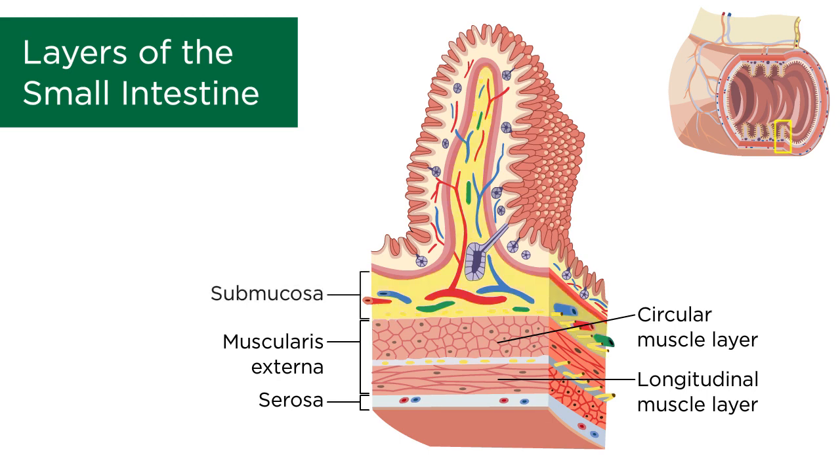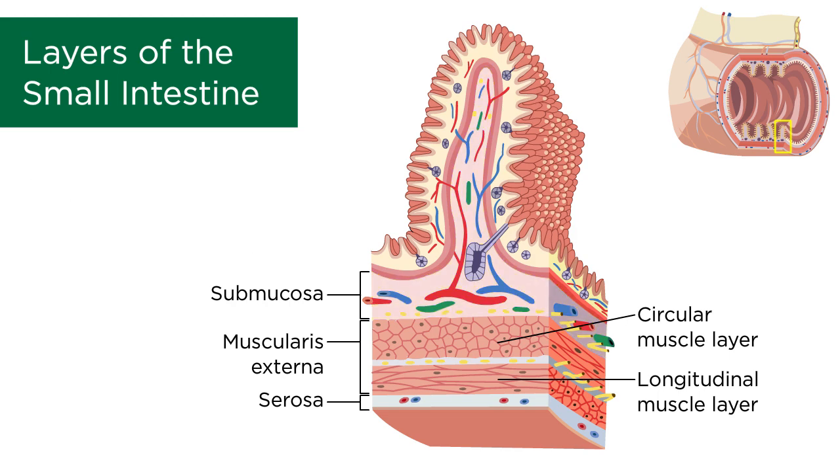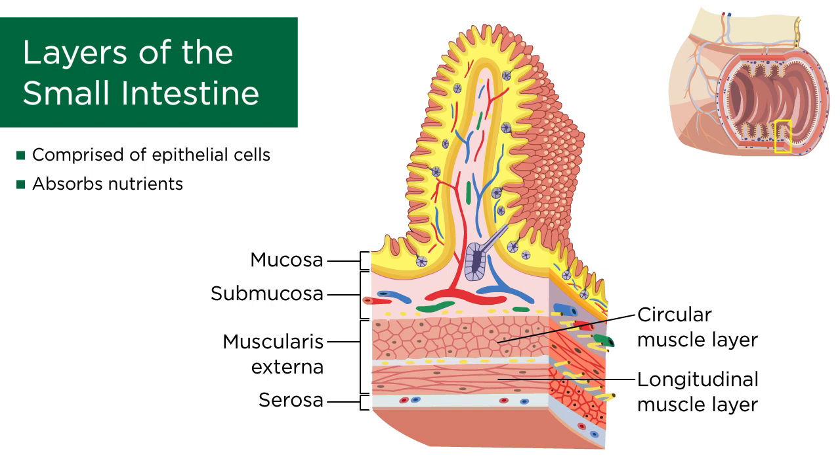Beneath the muscular layer is the submucosa. This layer is mainly made up of dense connective tissue and contains large blood vessels, lymphatic vessels, as well as the submucosal nerve plexus, which is important in the regulation of muscular contraction of the small intestine. The mucosa is made up of epithelial cells and is crucial for the absorption of nutrients.